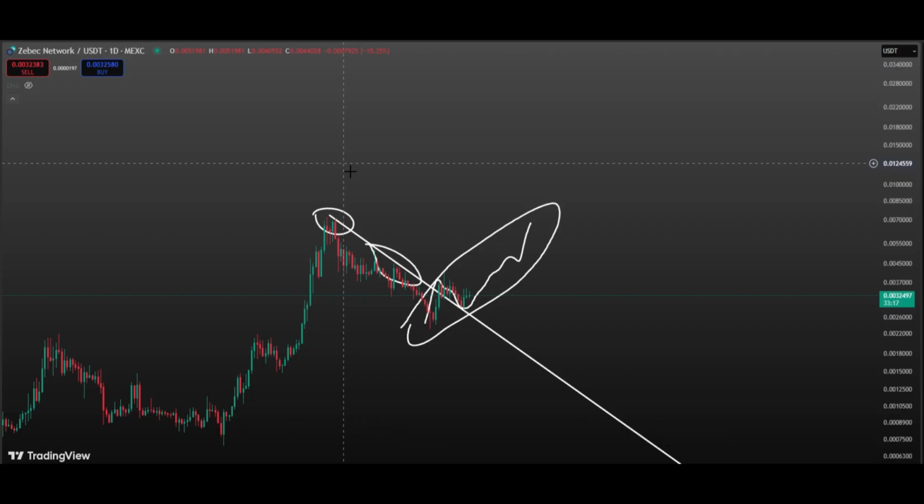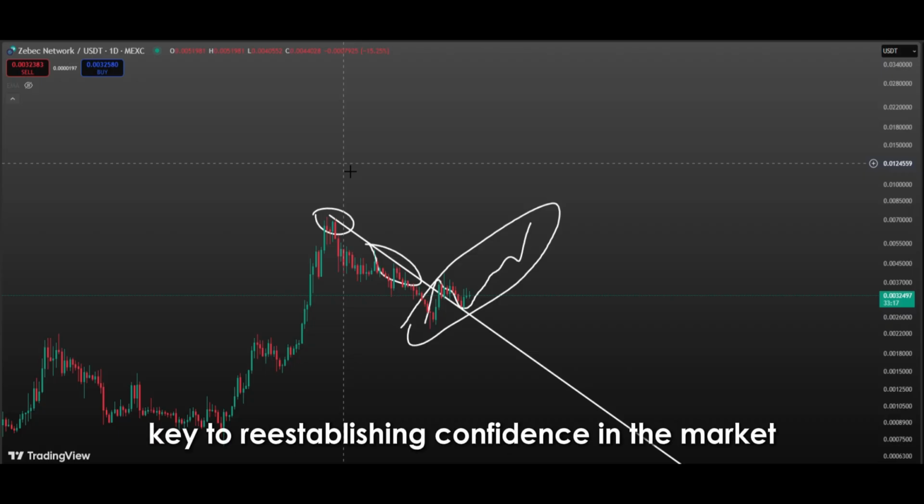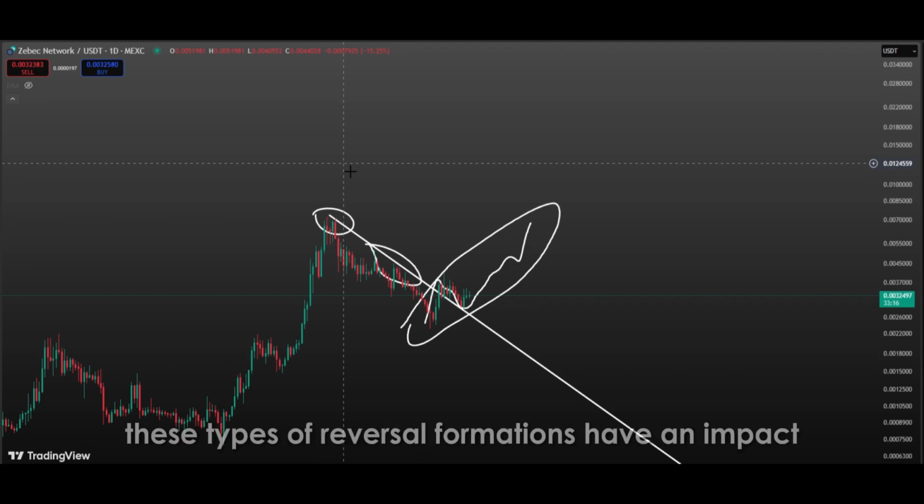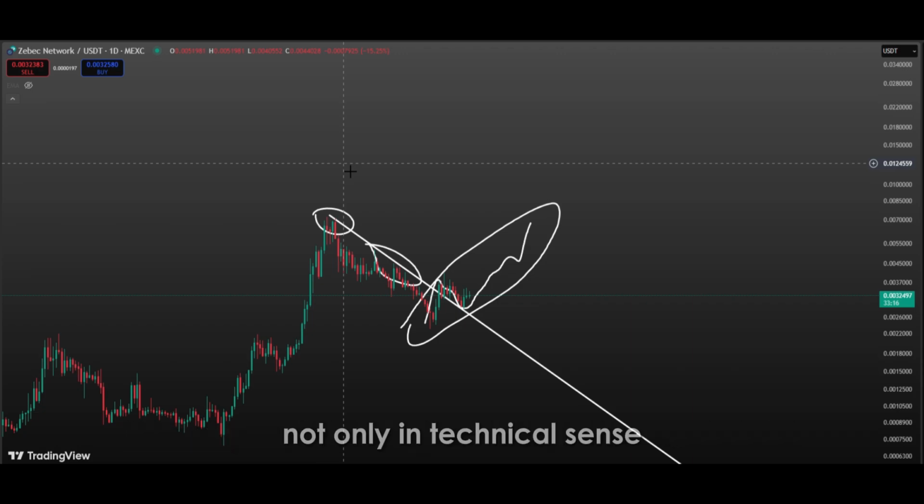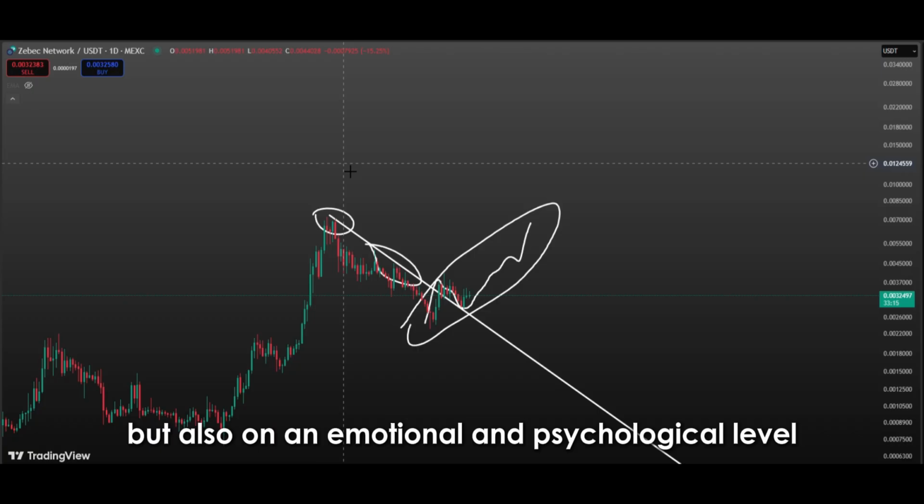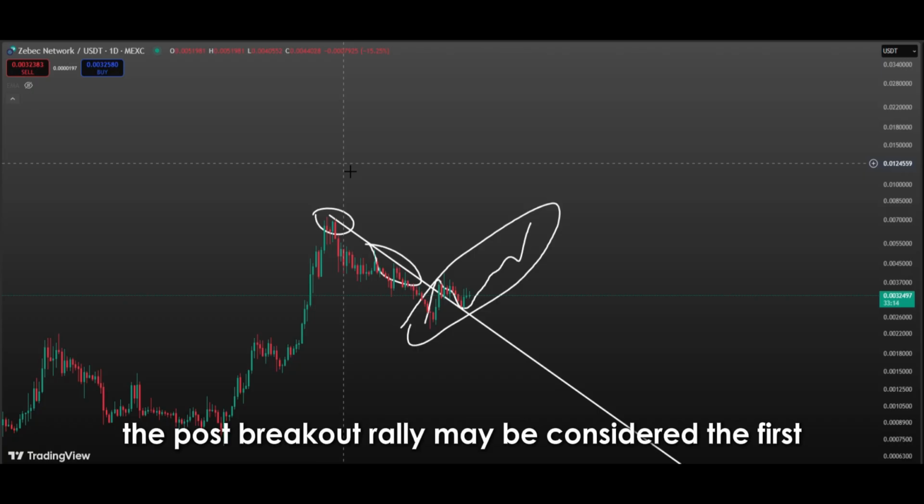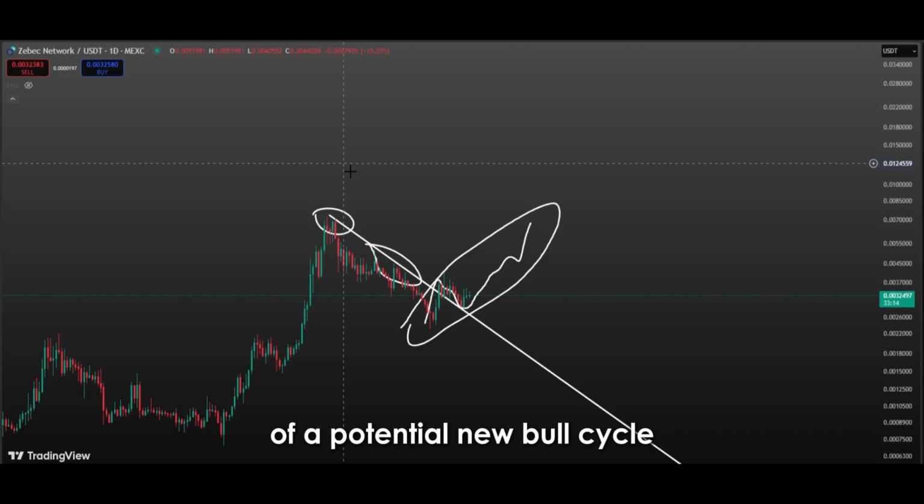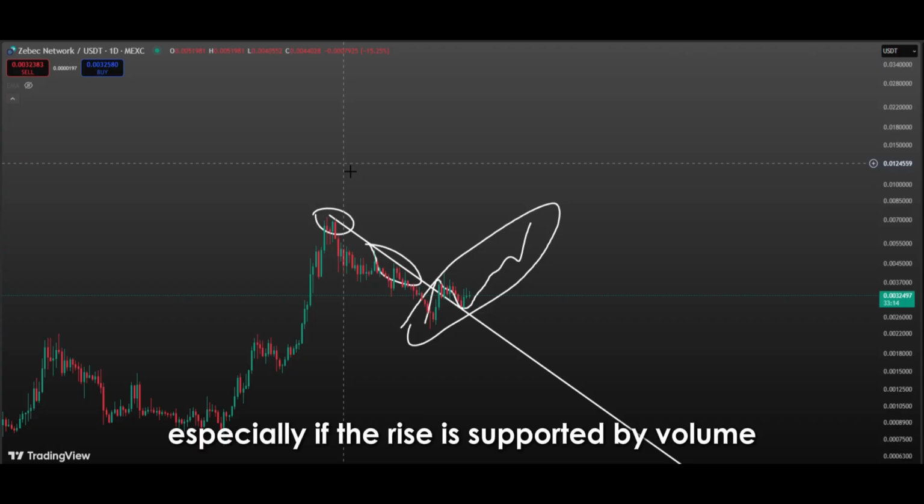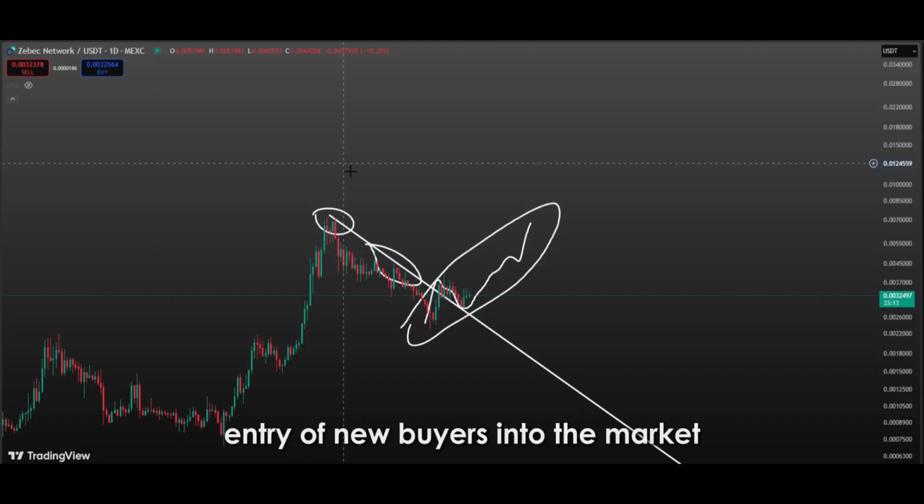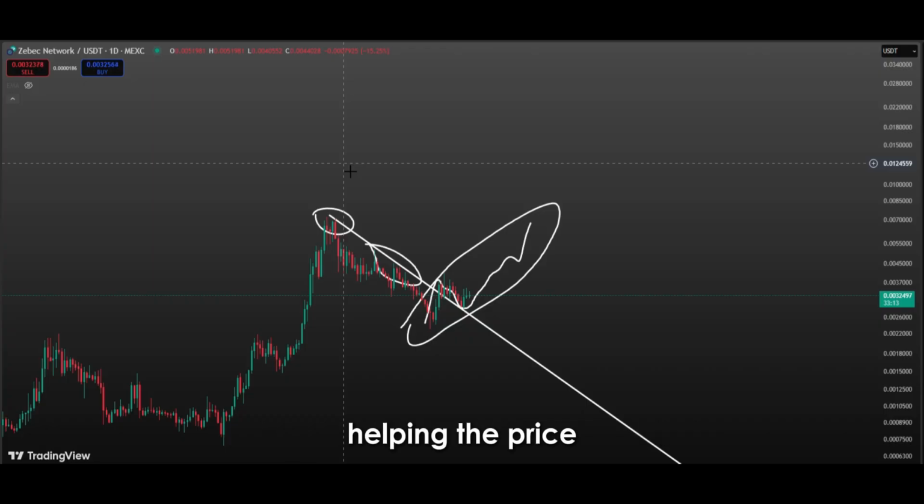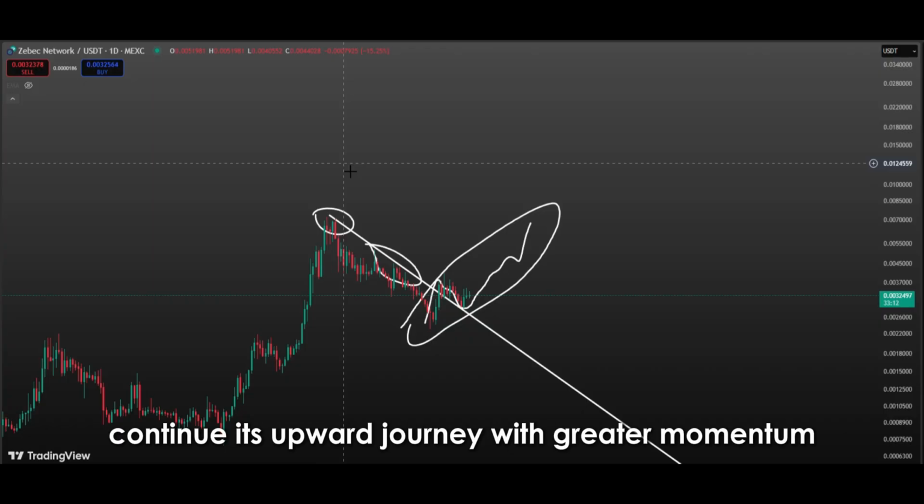Furthermore, the successful breakout and subsequent retest create a solid foundation for the price to move toward new highs. For investors, this process is key to re-establishing confidence in the market. These types of reversal formations have an impact not only in technical sense, but also on an emotional and psychological level. The post-breakout rally may be considered the first signal of a potential new bull cycle. Especially if the rise is supported by volume, it facilitates the entry of new buyers into the market, helping the price continue its upward journey with greater momentum.